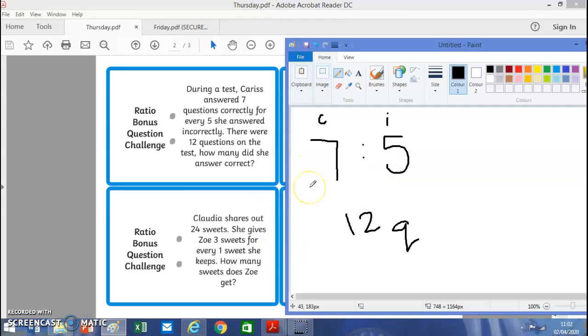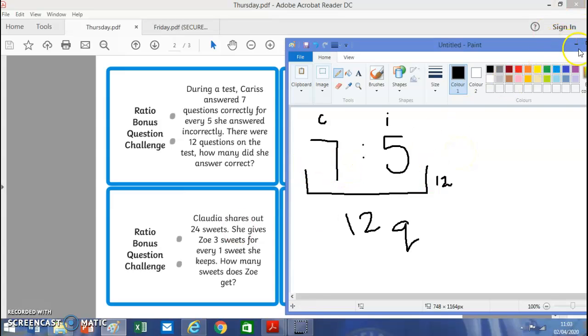Well, this is where it's really important to think about the total of the ratio. So if we have a look at what 7 and 5 added together are, we know that that's a total of 12. So actually, we don't need to do anything to work this out. We can just see straight away that she answered 7 correctly. The answer is 7 out of 12 correctly, because 12 is the total, and the ratio is for every 7 questions that she answered correctly, she answered 5 incorrectly. So that's a nice straightforward one for us to start off with.